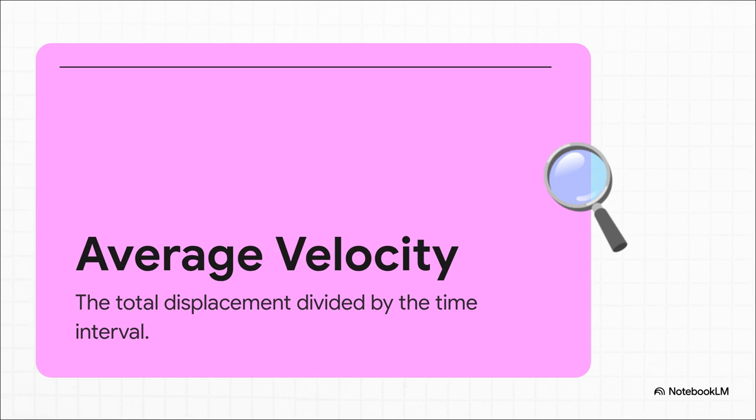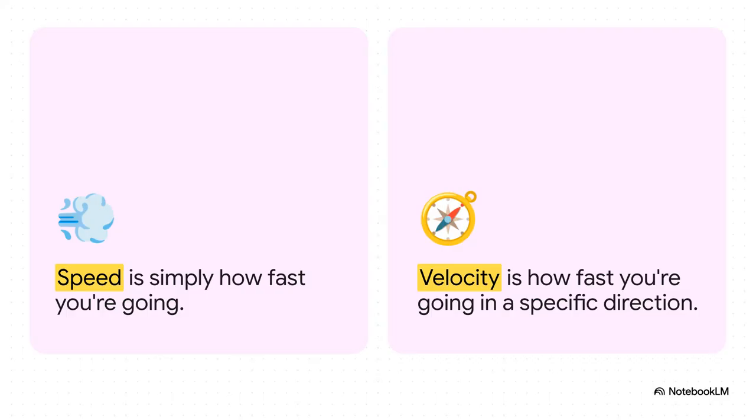Average velocity is your total displacement divided by time. And because it uses displacement, that means velocity also has both a number and a direction. It's another vector. And this slide just lays it out perfectly. Speed is just a number. It answers how fast. So, 10 meters per second. Velocity answers how fast and where to. So it's 10 meters per second towards the finish line. See? That little bit about direction makes all the difference.